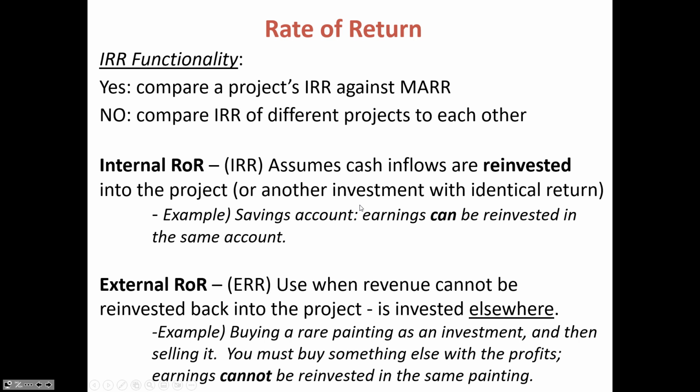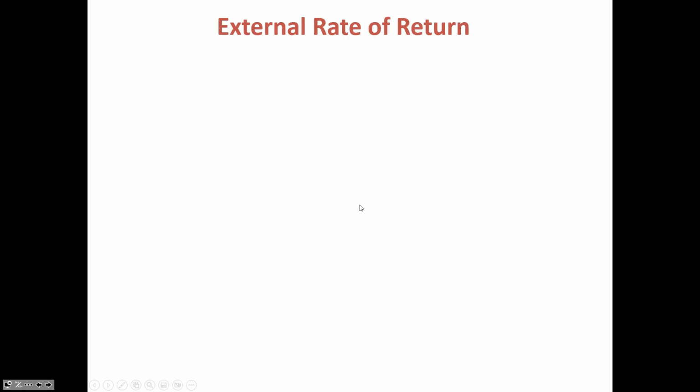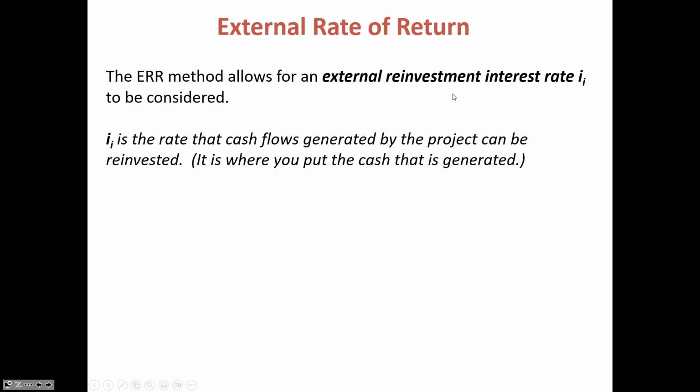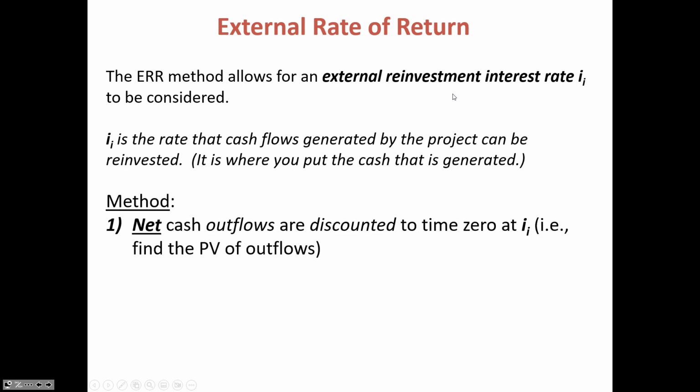And so external rate of return is used when the revenue can't be reinvested back into the project. So if you bought a rare painting and then you sell it, you have to buy something else with the profits. You can't reinvest it into the same painting. Okay, so the overall idea of the external rate of return is that an outside reinvestment interest rate can be considered. If you're getting revenue every year and you put that money into a savings account, then the savings account would be the external reinvestment interest rate. So it's where you put the money that's generated.